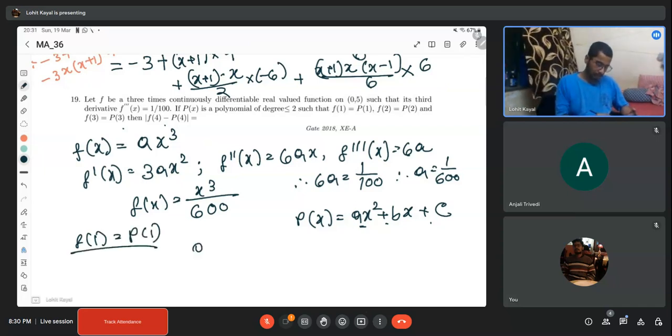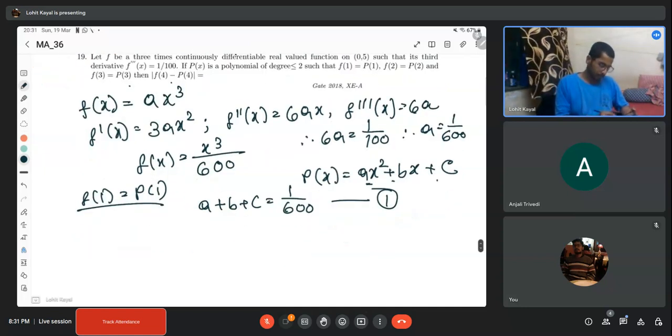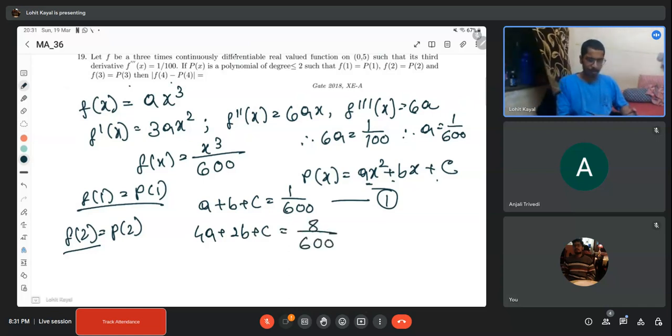So a plus b plus c equal to 1 by 600. This is equation number 1. Again f2 equal to p2, that means 4a plus 2b plus c equal to 8 by 600.